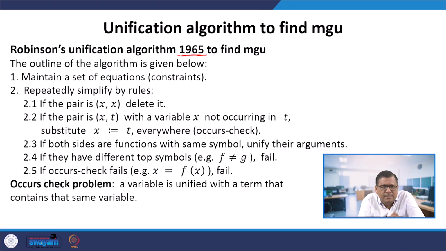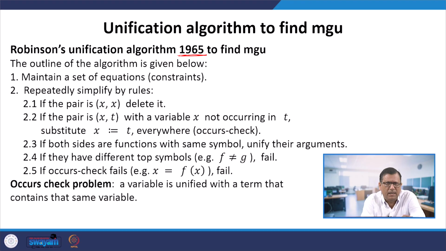If both sides are functions with the same symbol, that means you have f of something as T1 and f of some other thing as T2, then now we know the heads are the same, so we unify their arguments. That is what rule 2.3 says. And if their top symbols are different, that means you have f of something and g of something, obviously they cannot be unified. So we return failure.